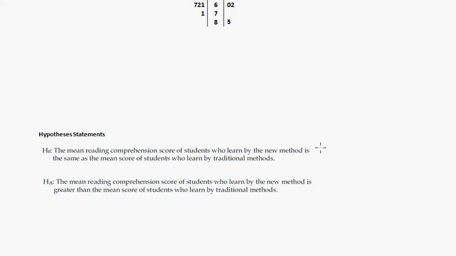So we have to have some mathematical notation. So instead of P, remember we're not doing proportions now, we're going to say the mean population of the new method minus the mean population of the control or traditional, either way, is 0. And then the difference, in this case, the scores, well, we want the scores to be higher for the new method, so we're going to say greater than 0. So those are our hypotheses tests.